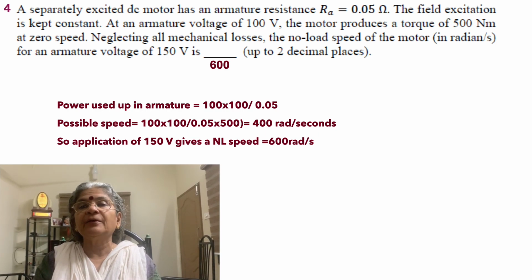That's zero speed. Okay, so speed is zero, or in other words, it can be called a stalling torque. Okay? Let's hope it's a stalling torque. Okay? Neglecting all mechanical losses, the no load speed of the motor for an armature voltage of 150 volt is what. Okay, so this is what is asked.